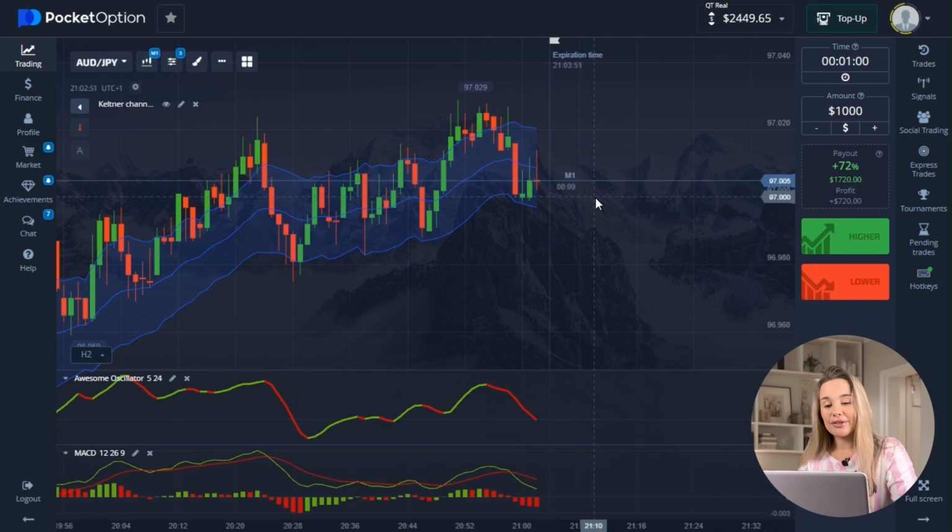$2,449, that's the outcome of the trading session. I will finish it as I can't wait to withdraw the earned money. How do I do it? I will show you next.